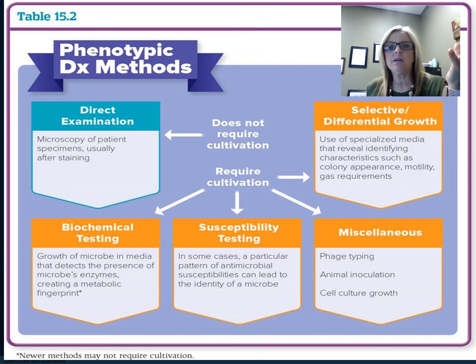Other methods require cultivation. Selective or differential growth uses specialized media that is going to identify characteristics like colony appearance, whether or not they are motile, do they produce a gas, those are important, okay? Those require cultivating. Biochemical testing, the growth of the microbe in the media is going to detect the presence of the microbe's enzymes and create basically that metabolic fingerprint, okay? Susceptibility testing, if there's a particular pattern of susceptibilities, this can help us to identify the microbe. And then there we have our last 3, our little miscellaneous. So that kind of sums up the phenotypic methods that we've looked at.